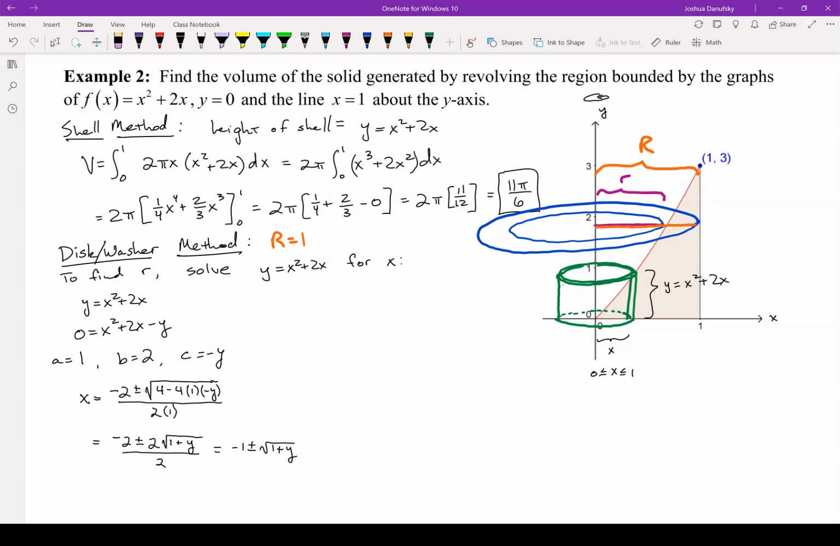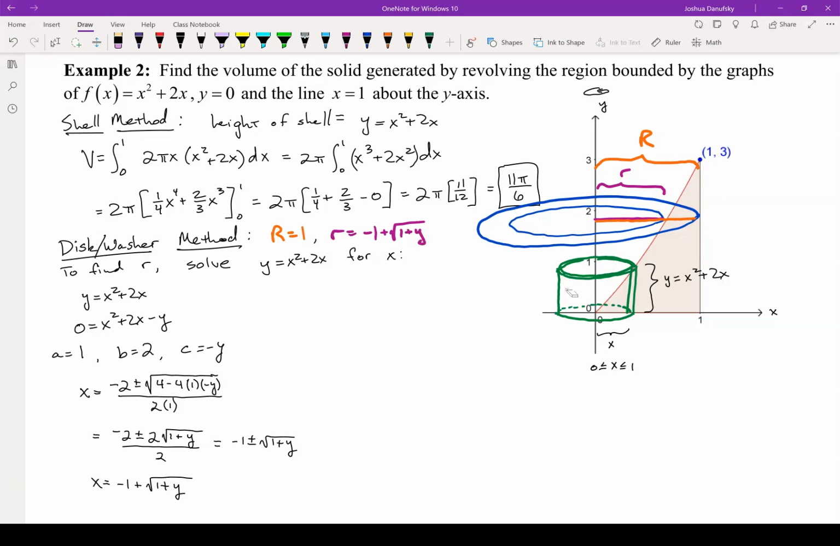Since r is a distance going into the first quadrant, we want a positive value for x. So we'll choose x to be negative 1 plus the square root of 1 plus y. That is little r. Now we're ready to integrate using the disc washer method. The y's range from 0 to 3, and we're going to take pi capital R squared minus pi little r squared, in this case dy.